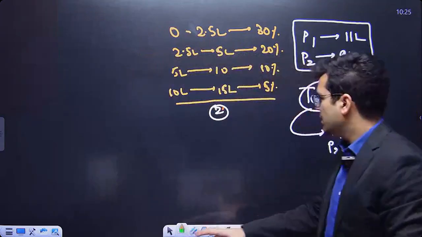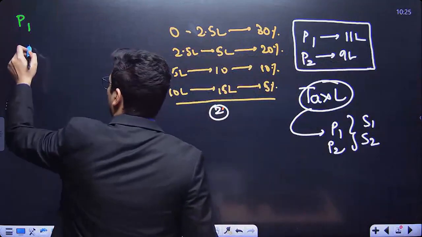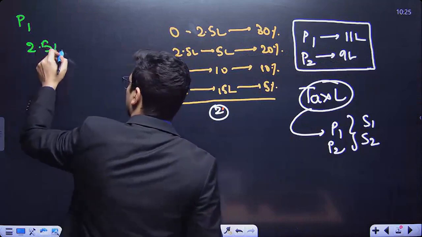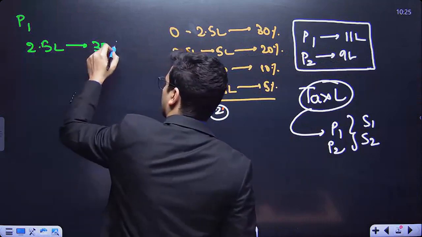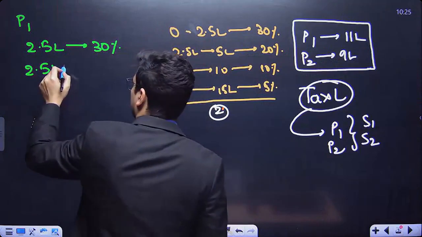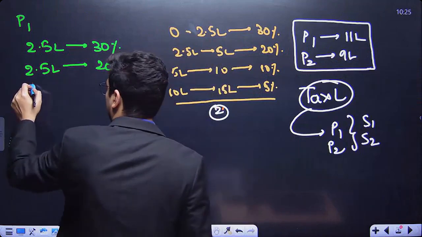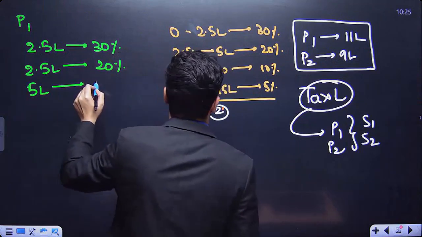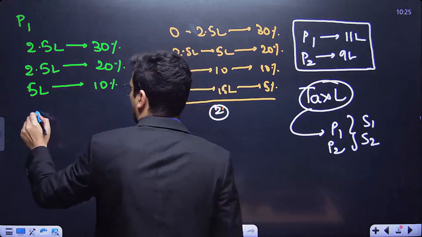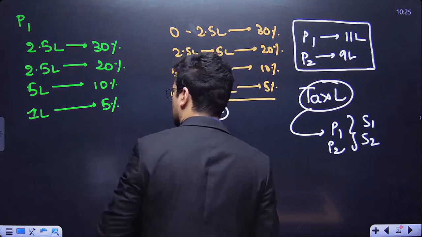ठीक है, इस केस में लेट्स लुक एट पर्सन 1. Person 1, on first 2.5 lakhs of his income, is paying 30% tax. On next 2.5 lakh of his income, he is paying 20% tax. On next 5 lakh of his income, he is paying 10% tax, and on last 1 lakh of his income he is paying 5% tax.